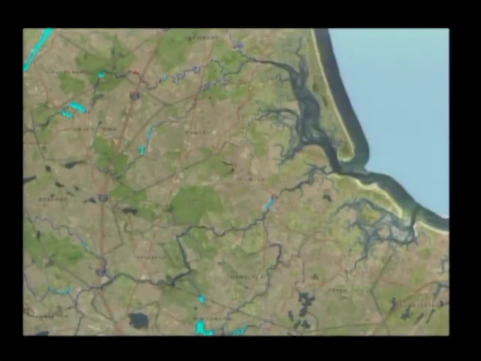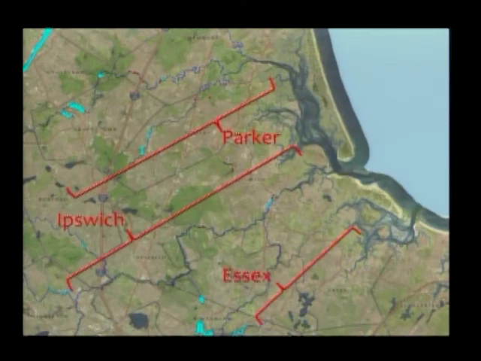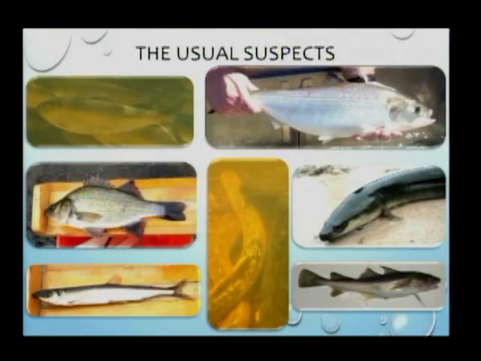So now we have the basics of what these fish are and why, perhaps, we can talk about our home. And I'm going to talk tonight about three major watersheds in Ipswich Bay, the Parker River, the Ipswich River, and the Essex River. And I'm going to talk about what I think of as the usual suspects for my job.